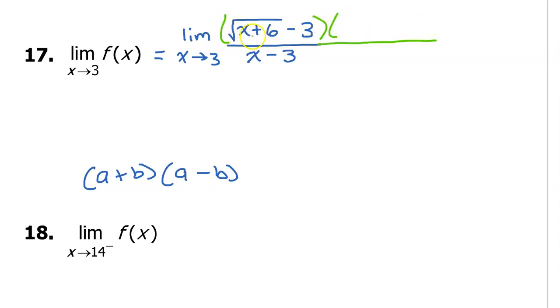So because I have radical x plus 6 minus 3, I'm just going to write radical x plus 6 plus 3. And that's my conjugate. I will have to multiply by the same thing in the denominator so that I'm not really changing the value of the problem. I'm multiplying by 1.